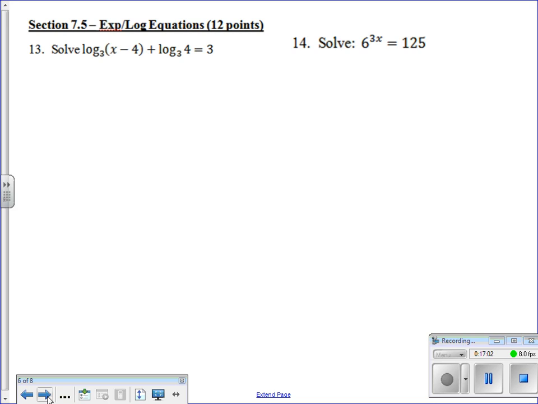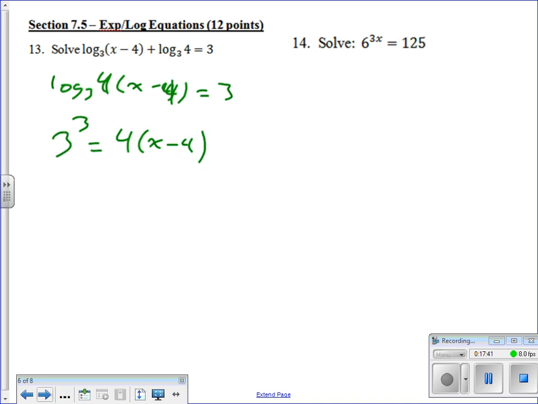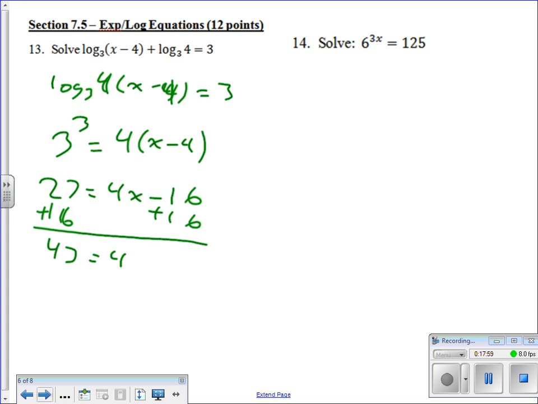7.5, solve the equations for x. Each one of these is a little different. The first one, I have to combine them up into one logarithm. So using the rules of logarithms, it's plus, so that means I have log base 3 of 4 times x minus 4 equals 3. Now we loop it. 3 cubed equals 4 times x minus 4. And solve. Distribute, rewrite 3 cubed as 27. 27 equals 4x minus 16. Add 16. 43 equals 4x, divide by 4. x equals 43 over 4.